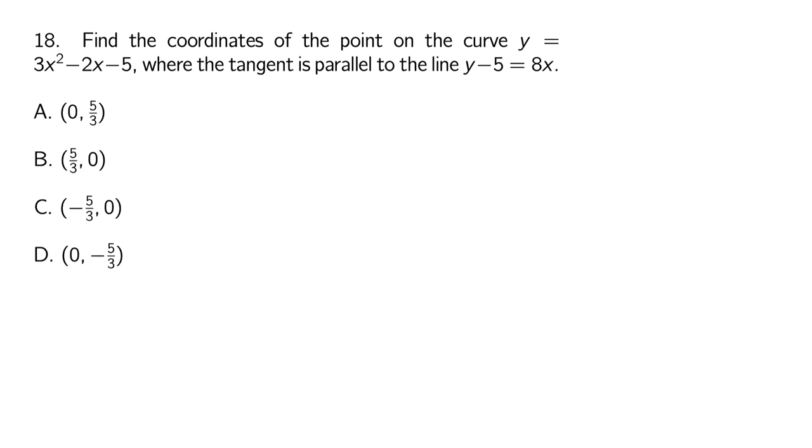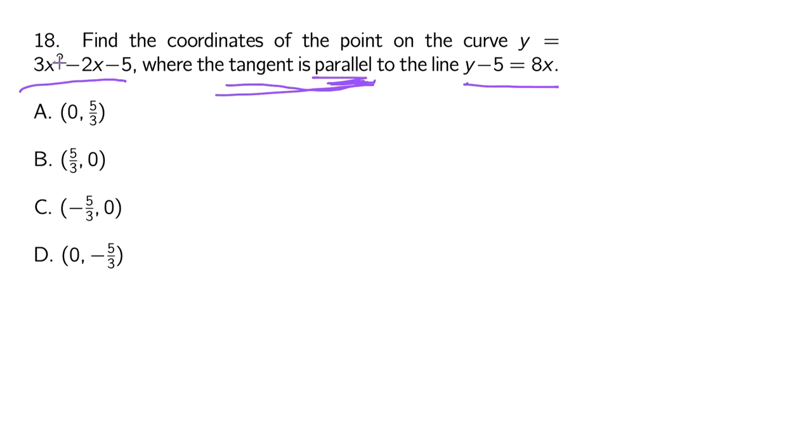Alright, the next question is to find the coordinates of the point on the curve where the tangent is parallel to the line y minus 5 equals 8x. Now, the key insight we need here is that the tangent is parallel to some line. And when two lines are parallel, what do we know about their gradients? We know that their gradients are the same.